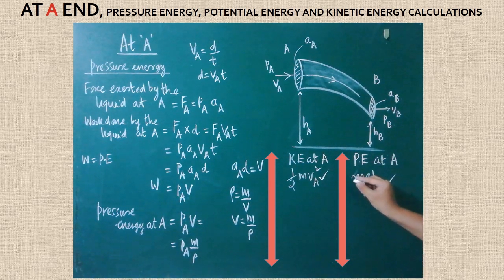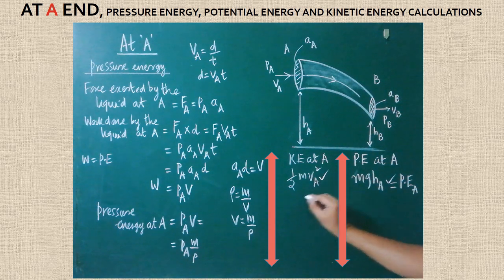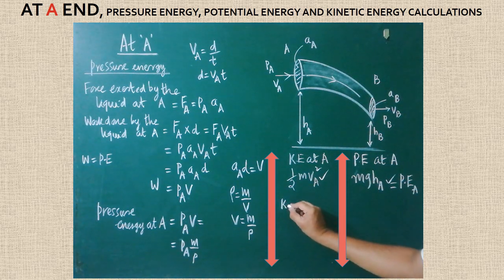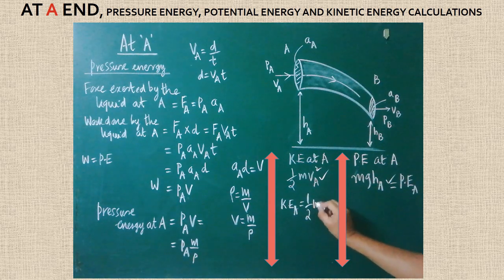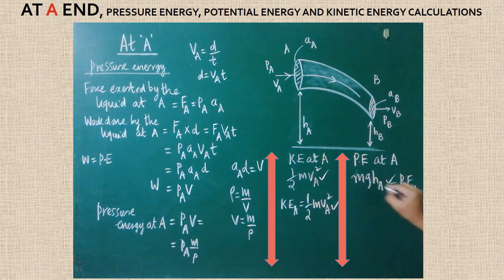Okay. So this one can be named as PEA. Is it clear? PEA, potential energy at A. This one can be written as KEA. KEA is nothing but half mVA square. Name it. Are you clear? Put a tick here in the important formula.